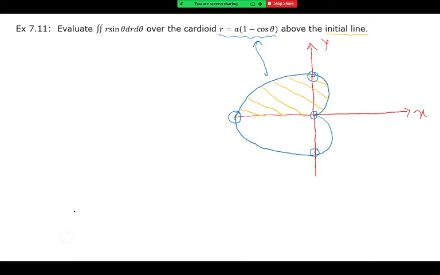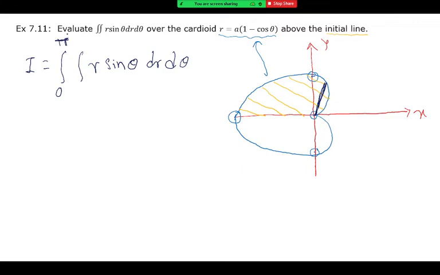Take the radial strip, which is along the radial direction. This is the position of a strip. Now I want first the minimum and maximum theta over the region. What is the minimum angle and maximum angle over this region? 0 to pi. Very good. The region starts with theta equal to 0, and when you rotate that strip up to pi, you cover the entire region above the initial line. So 0 to pi will be the outer limit.